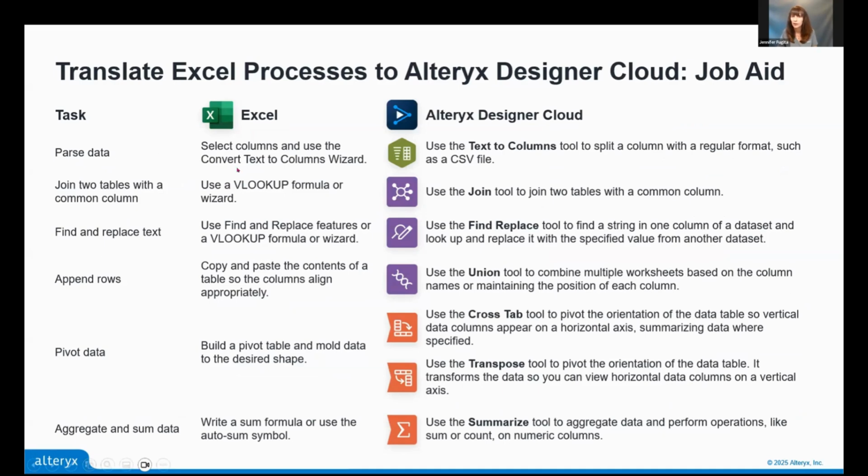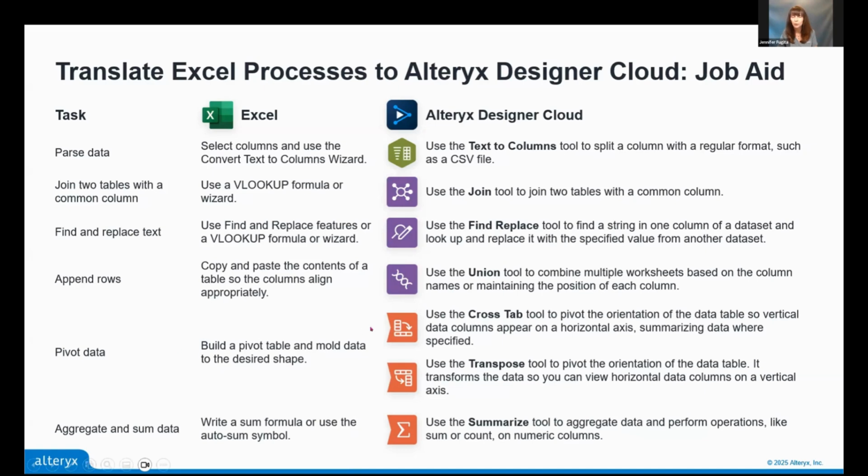So again, some familiar ones. Parse data: I can use the convert text to columns wizard in Excel, and I have a text to columns tool in Designer Cloud. VLOOKUPs, wow, we love them mostly, usually, until we don't, right? Sometimes they drive us crazy. They have certain limitations. We have a couple of tools that can handle those quite easily, quite well. And again, visually, drag and drop. It's nice. It's very handy.